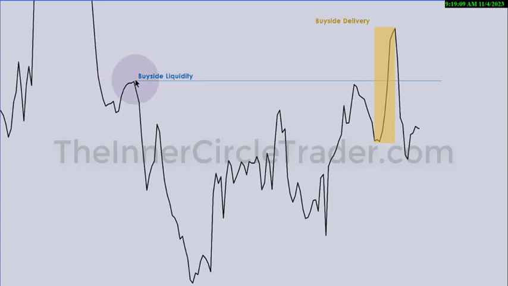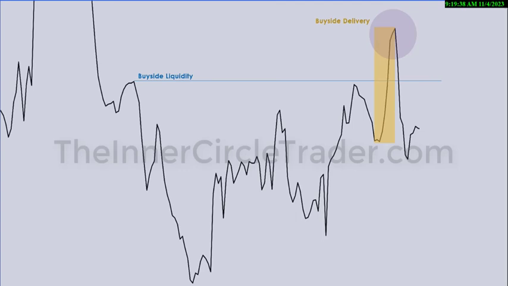Liquidity above a single or a group of highs, that is buy-side liquidity. That's orders that are pending, whether it be a buyer to break out and go long or to protect a short position. So liquidity is a stagnant price level or levels where stops would reside. Buy-side delivery is the actual animated movement of price moving higher.